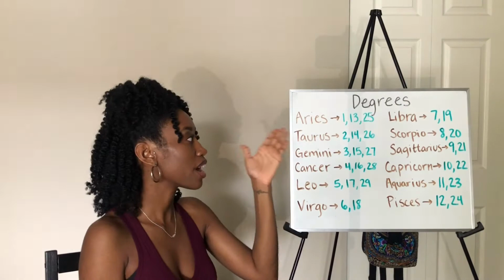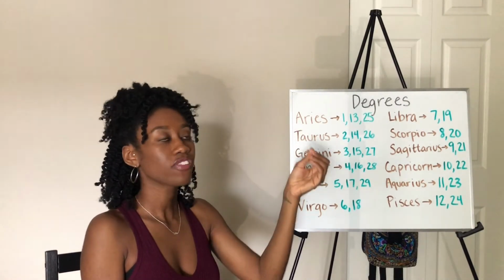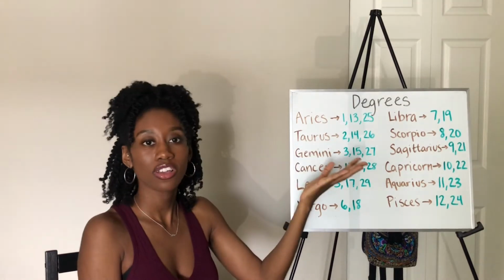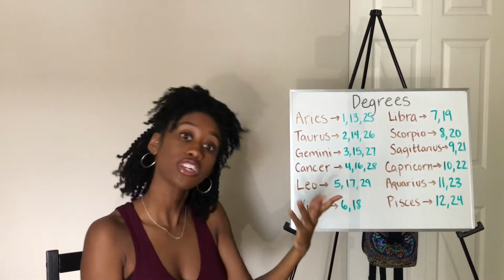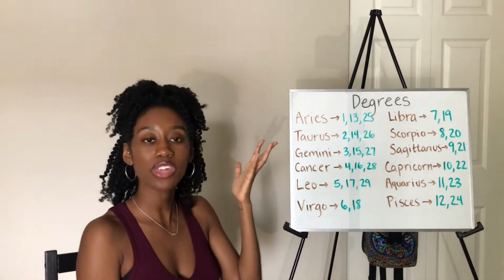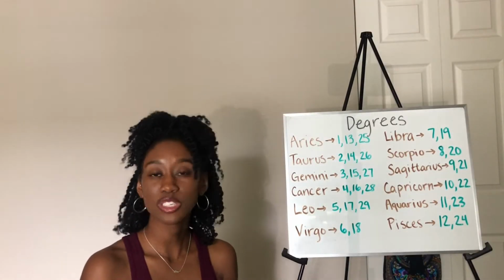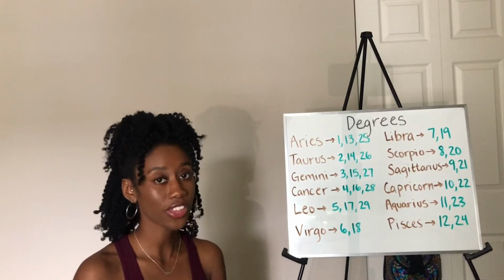So for example, Aries 1 is an Aries degree. 1 plus 12 is 13. Therefore, 13 degrees is associated with Aries. 13 plus 12 is 25. So the 25th degree is associated with Aries. And you can do that with each sign. So if you notice, we do not have 0 degrees on there and we don't have 30 on there.